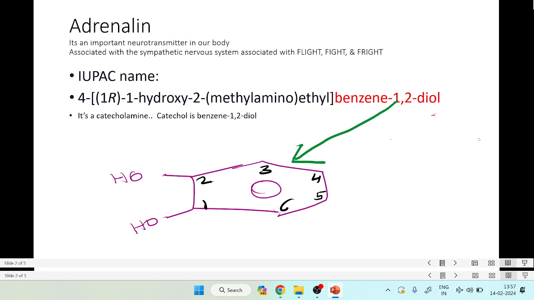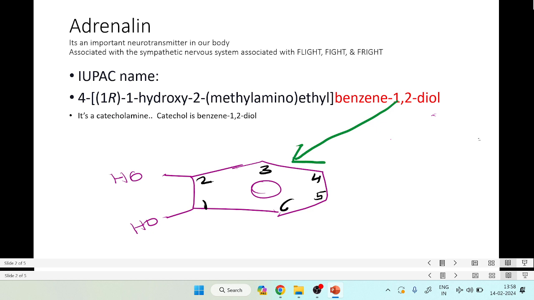Okay, so that's why adrenaline is called a catecholamine. Why? Because benzene-1,2-diol, the other name for it, the common name, is catechol. That's why adrenaline is chemically classified as a catecholamine. Okay, we'll come to that later, but for now I wanted to look at the IUPAC name. So what does the IUPAC name tell? It tells us that the parent nucleus is the catechol moiety.